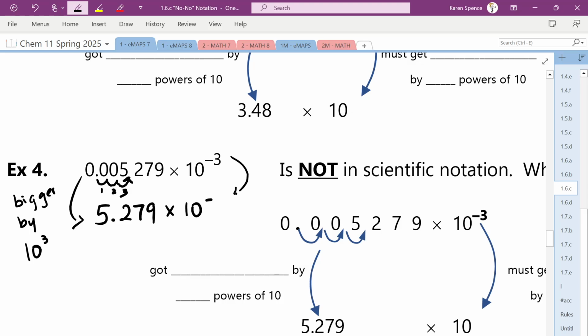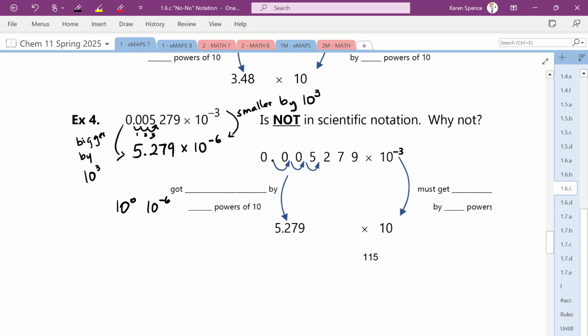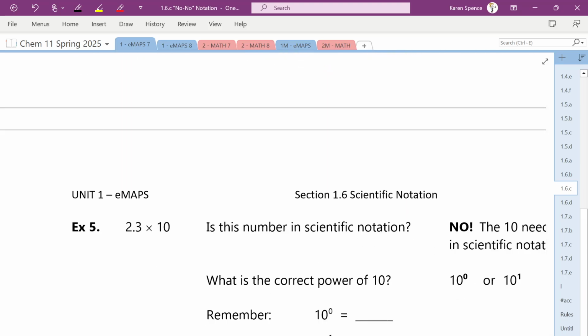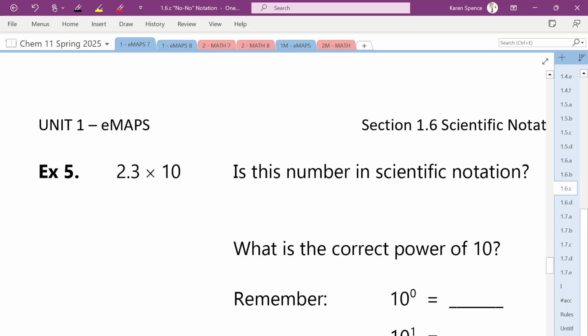So this has to get smaller by 10 to the 3. So is that going to be 10 to the 0 or is it going to be 10 to the negative 6? 10 to the negative 6. Okay? So if you get kind of, oh, wow, is this number in scientific notation? No, we need to have an exponent. So I would like you to tell your partner what that exponent should be.